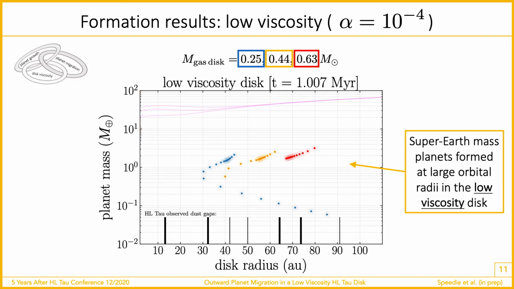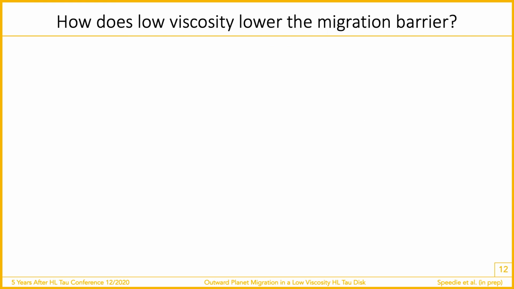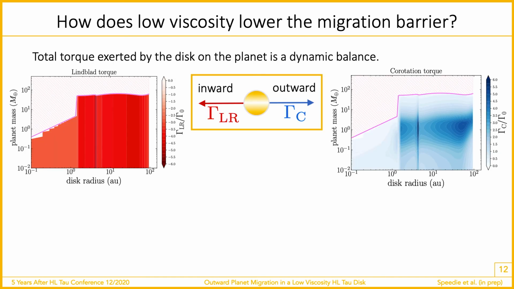So under the assumption that the observed dust gaps in the HL-Tau disk are opened by planets, these planets are at the right locations to do it. The question then becomes, are they massive enough? Will a super-Earth mass planet induce a significant change in the pressure gradient? That is a question we leave to follow-up work. But in the meantime, we answer the question, why does the alpha parameter have such an effect on planet migration, and how can lowering it by a factor of 10 lead to planets being drawn outwards?